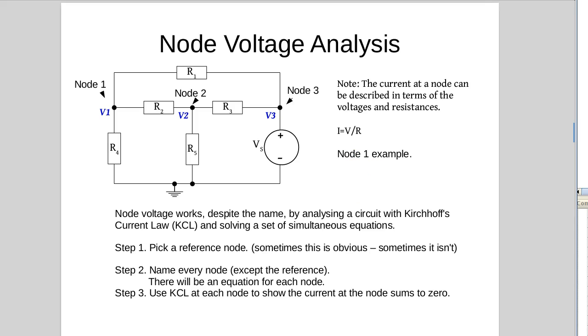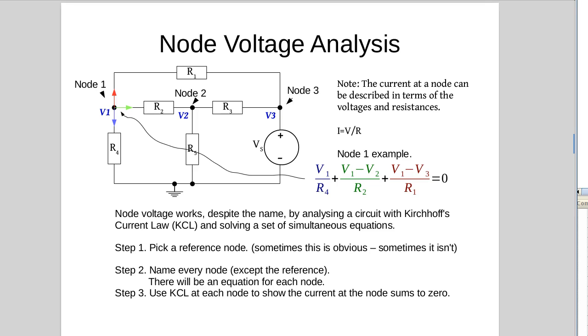Now we're going to use Kirchhoff's current law at each node, because Kirchhoff's current law says the sum of the currents into or out of the node equals 0. Now the reason we put voltages there is because we use Ohm's law, and for instance the current in R4 is V1 divided by R4. So let's create an equation that represents the current at the node.